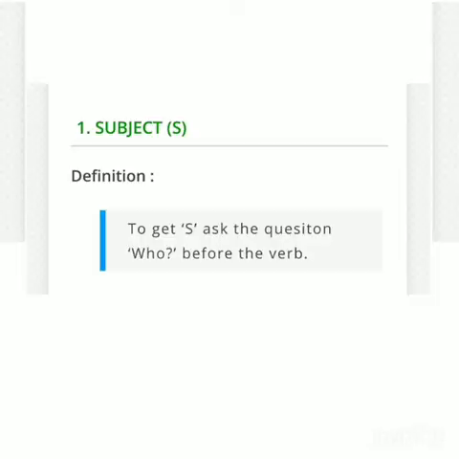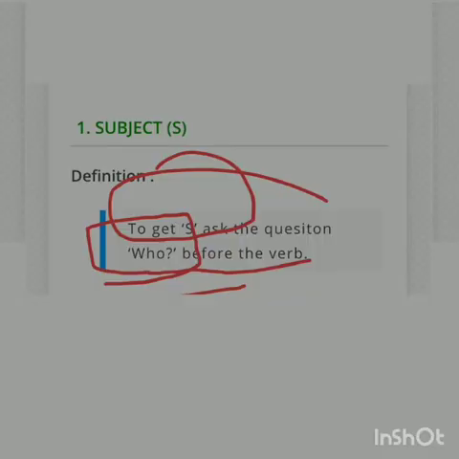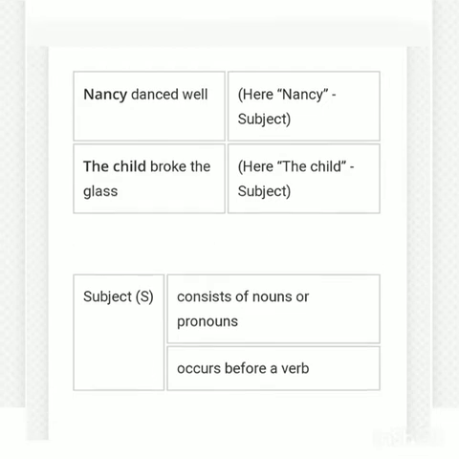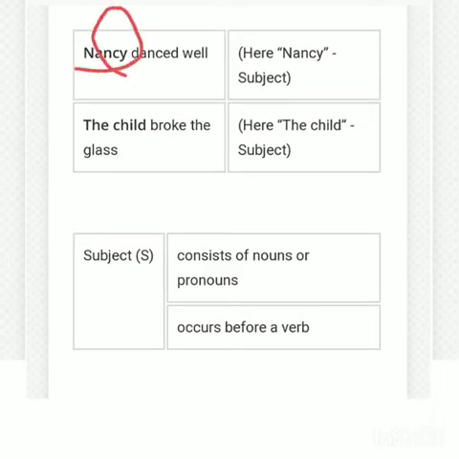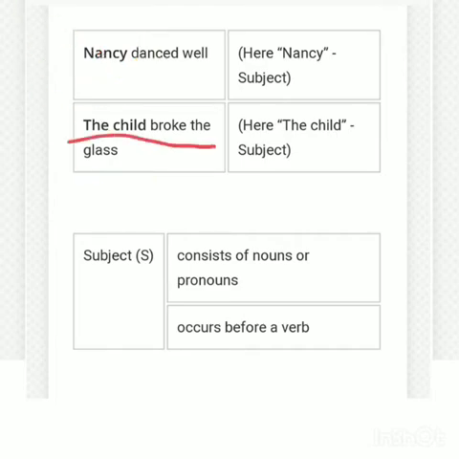We have already discussed what a subject is. So subject is a naming word. It is otherwise known as a noun. Okay. So to get the subject, we have to ask the question who, and the subject comes before the verb. Subject answers the question who and it comes before the verb. For example, Nancy danced well. Here Nancy is the subject. It is a naming word of a girl. The child broke the glass. So here the child is the subject.